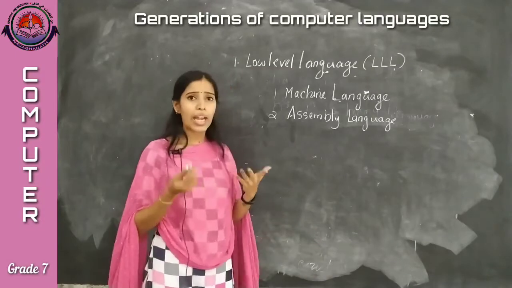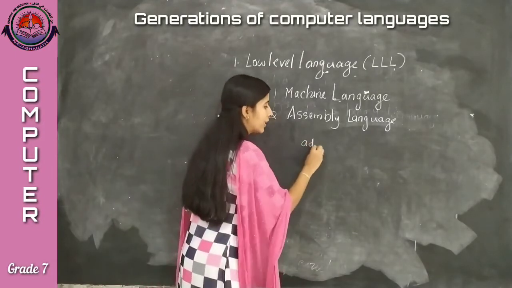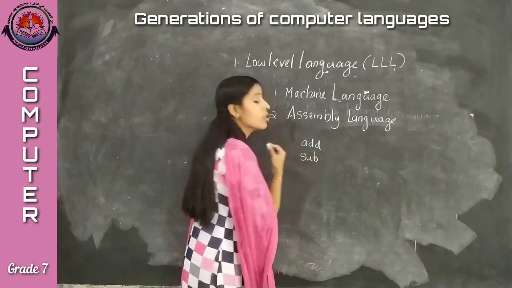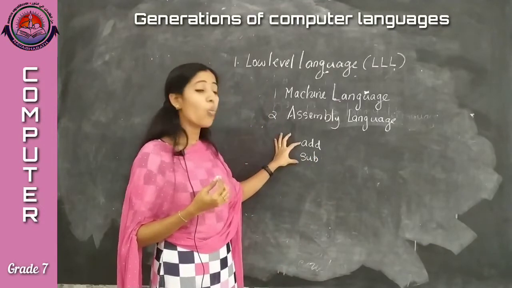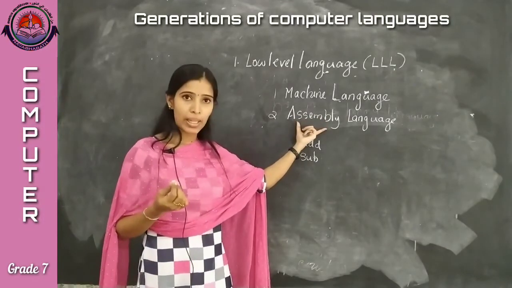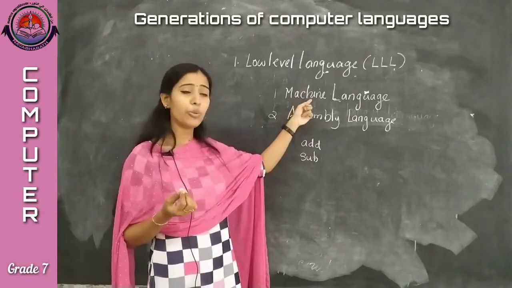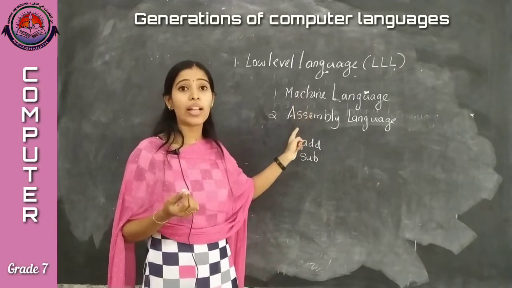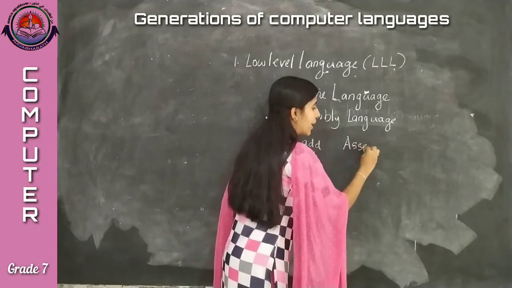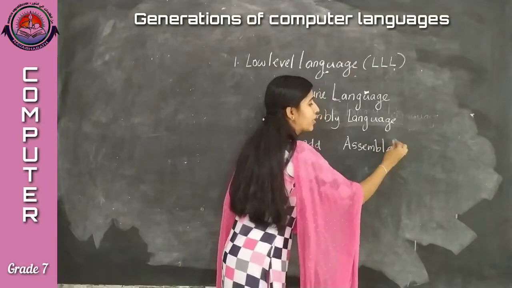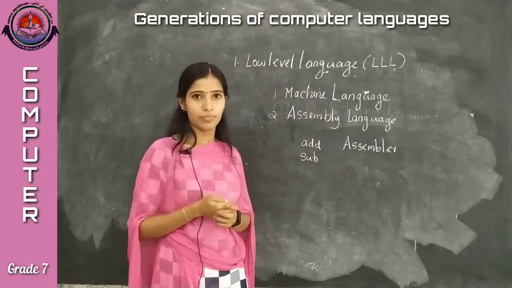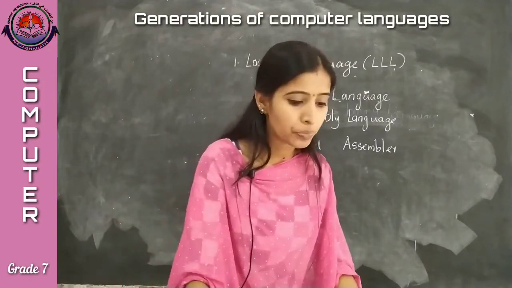Suppose we need to add two numbers, we can use the term add. Suppose we need to subtract two numbers, we can use the term sub. Like that, we can use some words, and whatever is written in assembly language will be translated into machine language with the help of a converter called an assembler. I think you understood this one.